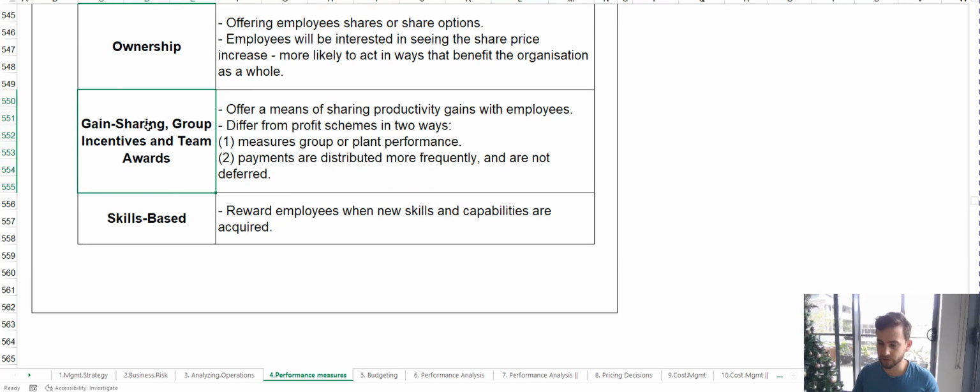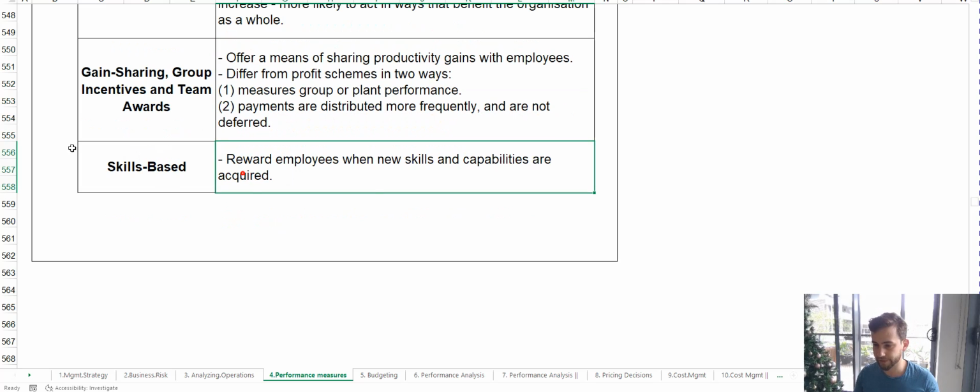Gain sharing, group incentives, and team awards. So this is where you don't just reward a single employee, you reward a group of employees. It's a way of incentivizing a team, and it's a way of preventing, I guess, individual team members from acting in a way which might create a culture of competition or cutthroat behavior or not niceness. Whereas if it's a team, you get the team working together, which creates a better working environment and so forth. So there's an unintended consequence of that.